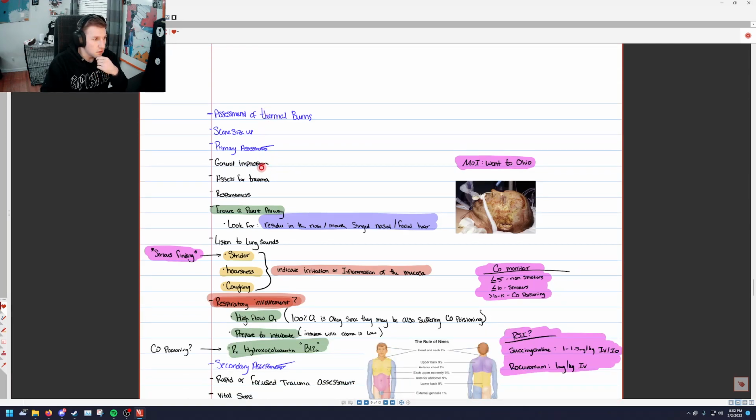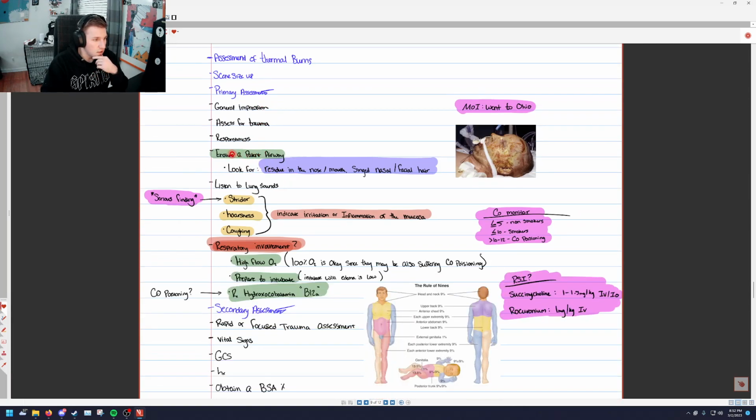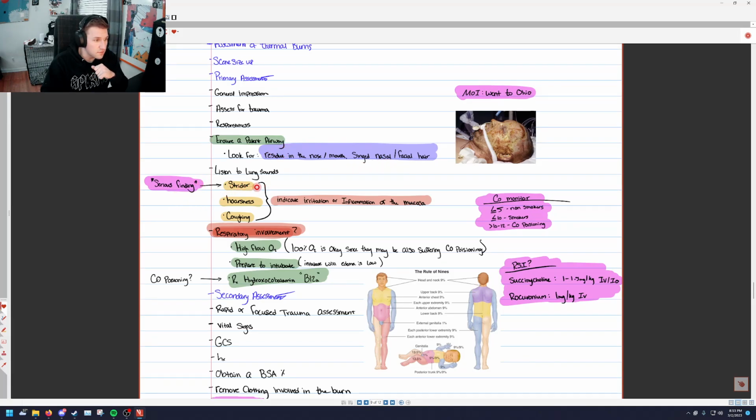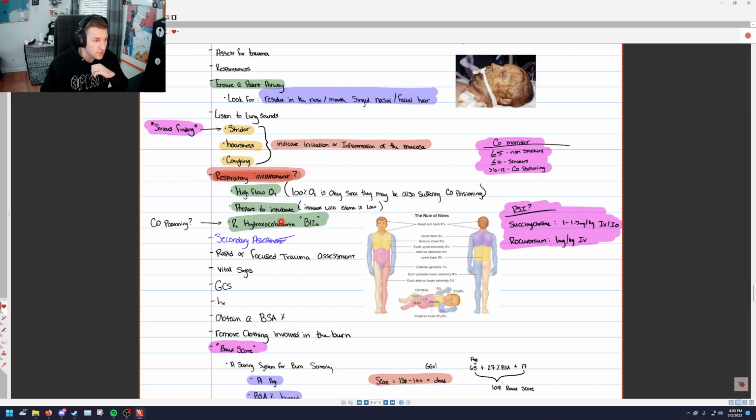And here's going to be our assessment. Ensure a patent airway. We're going to look for any residue of singed facial hairs, our mouth, nose, stuff like that. If we have any charring. Stridor is going to be evidence of an upper airway obstruction, hoarseness, coughing. Be ready to intubate these people. They will crash pretty fast.